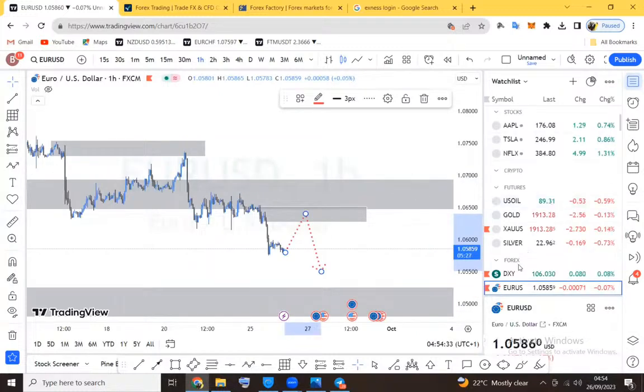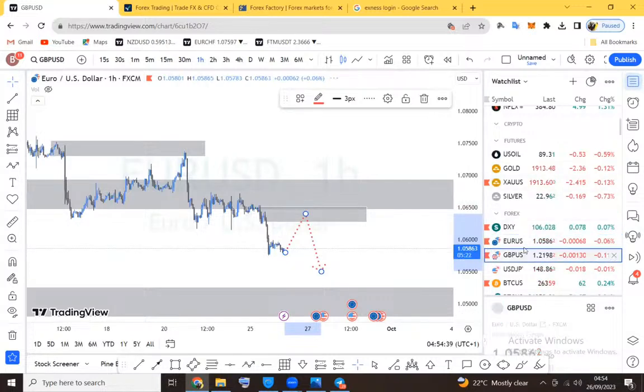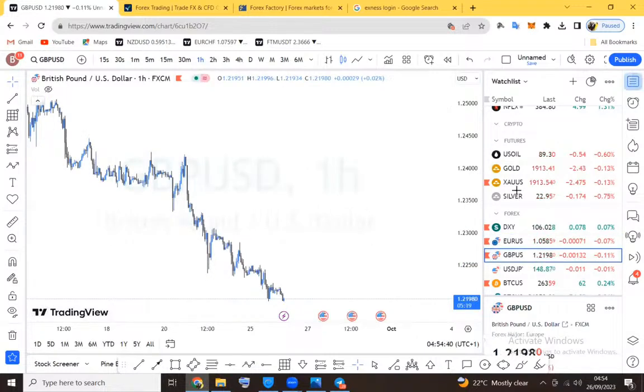Okay, great people. Let's move to the next pair. I'll take GBP USD, and I'll quickly look into the basic price movement that we have for GBP USD.